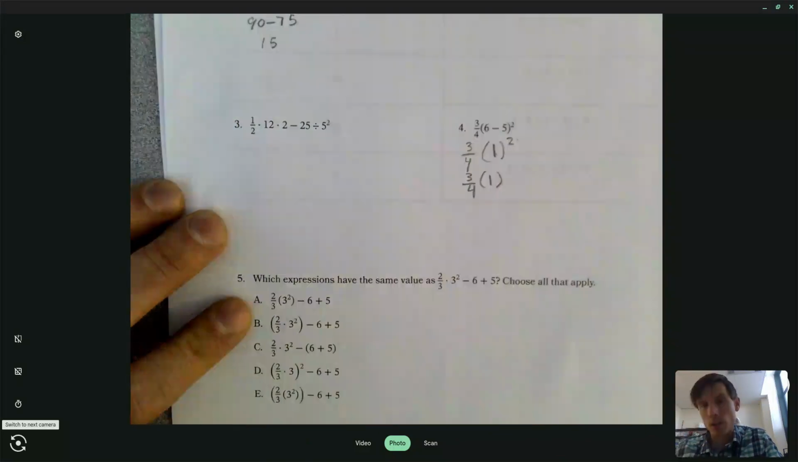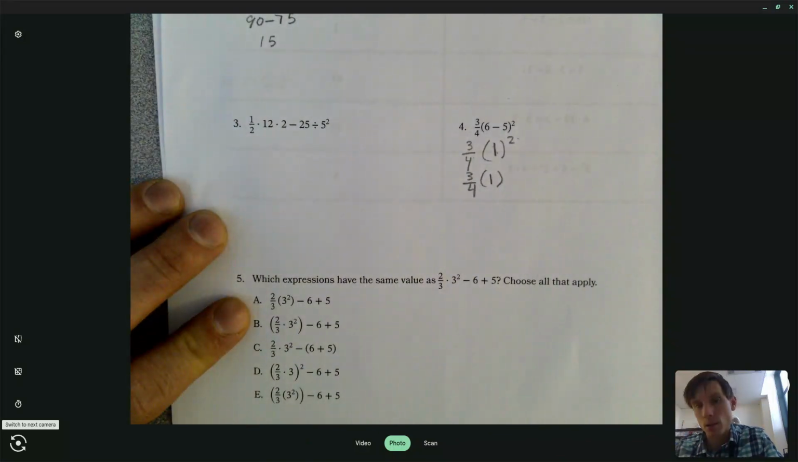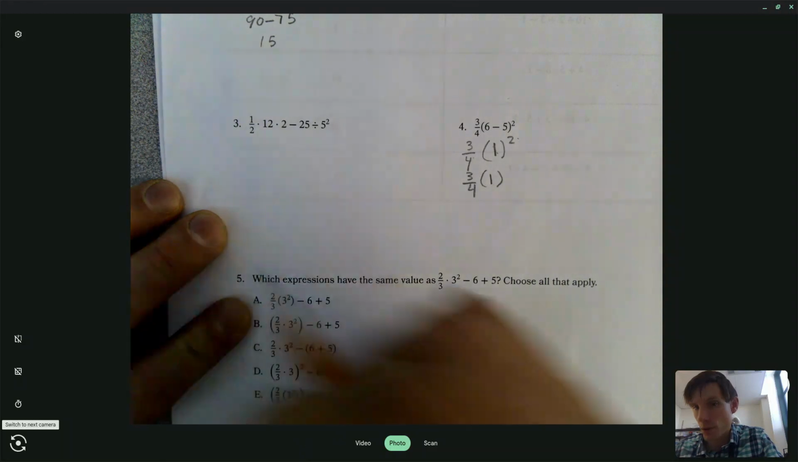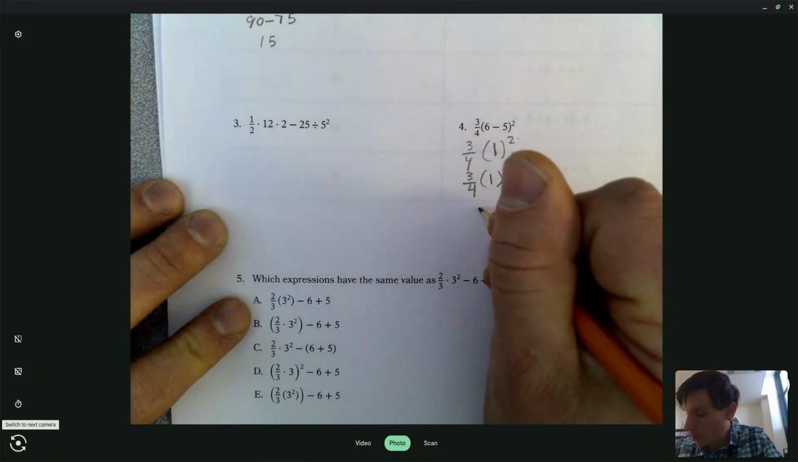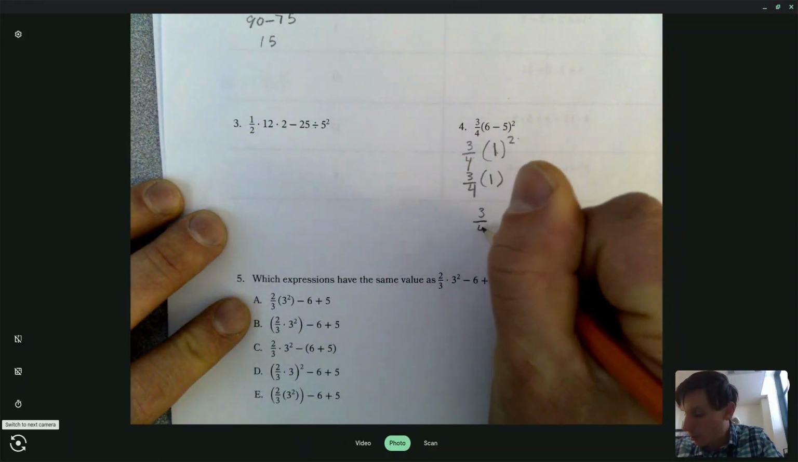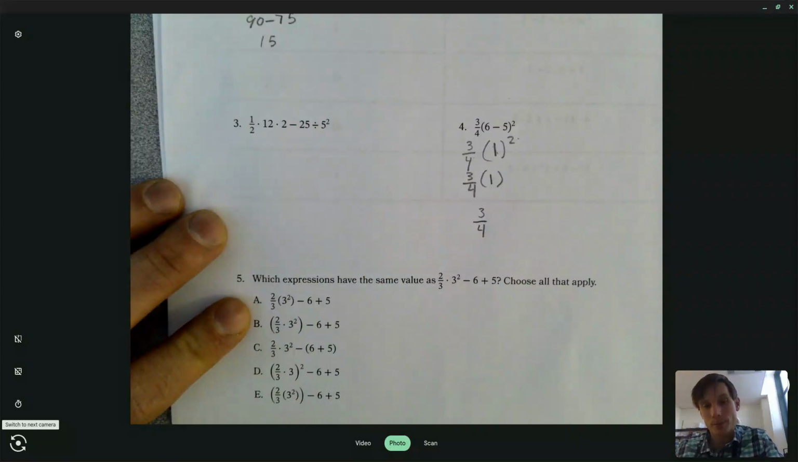And again, I'm just writing the multiplication like that. Okay, so we have 1 times 3/4. And then 1 times 3/4 is, of course, just 3/4. There we have it. Okay.